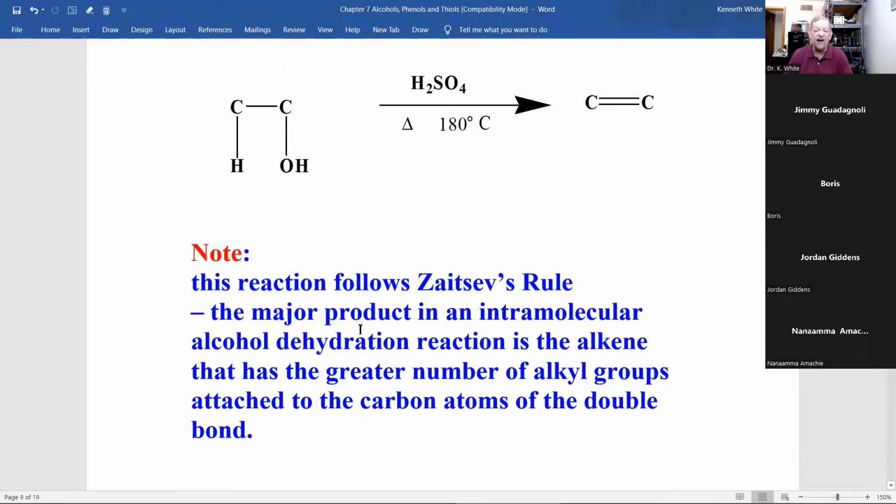Now, this is important. This reaction follows Zaitsev's Rule, and Zaitsev's Rule was developed by Dr. Zaitsev, another famous Russian organic chemist. And the rule, and you don't have to write this down, is the major product in the intramolecular alcohol dehydration reaction is the alkene that has a greater number of alkyl groups attached to the carbon atoms of the double bond. You look at that and you go, what? What? Let's look.